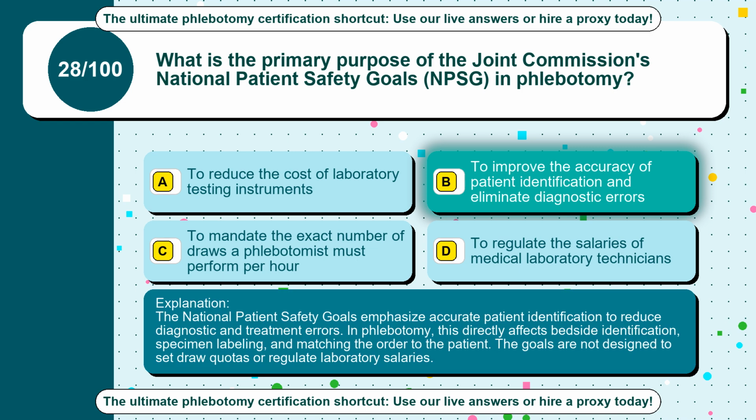The National Patient Safety Goals emphasize accurate patient identification to reduce diagnostic and treatment errors. In phlebotomy, this directly affects bedside identification, specimen labeling, and matching the order to the patient. The goals are not designed to set draw quotas or regulate laboratory salaries.